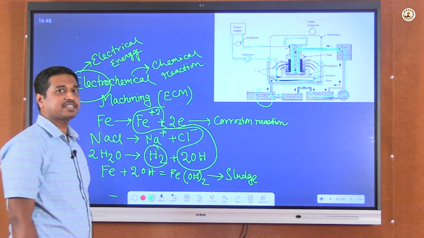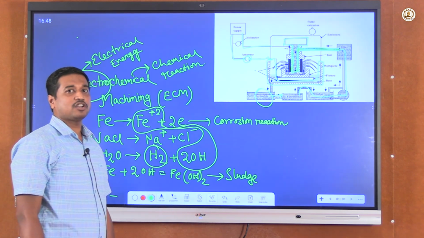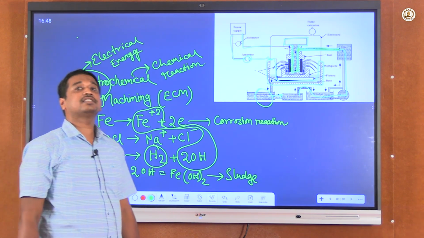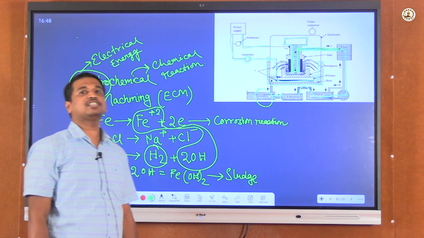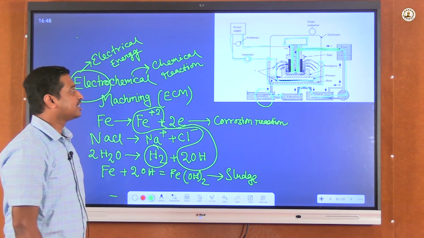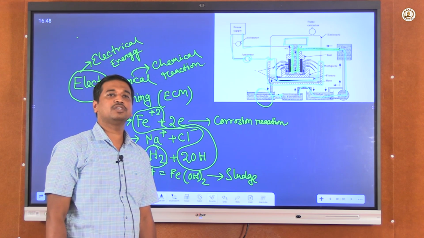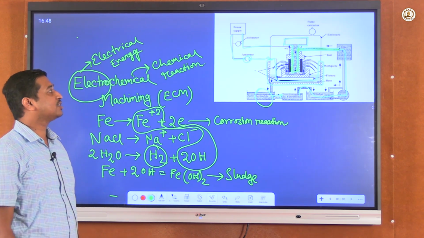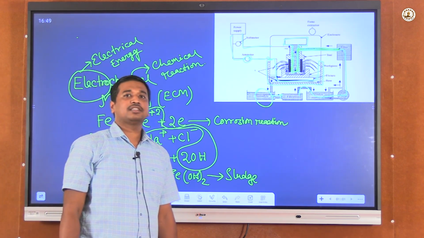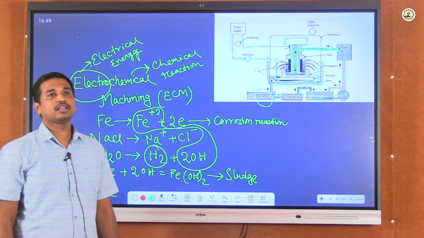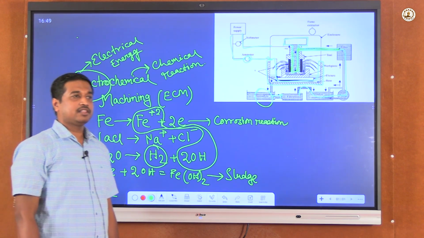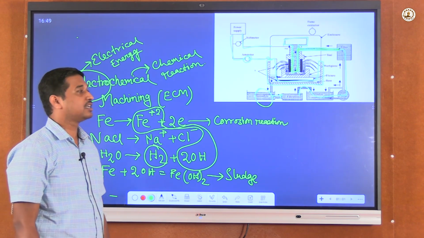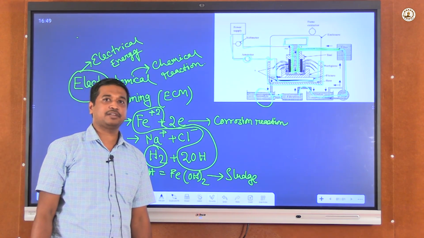There are some process parameters. The electrolytic solution is NaCl or NaOH. The applied voltage may be around 30 volts. The tool used is electroconductive, such as copper or bronze, and the workpiece is harder than the tool, such as Inconel, Monel, this kind of superalloy. The application of electrochemical machining is in making turbine blades.